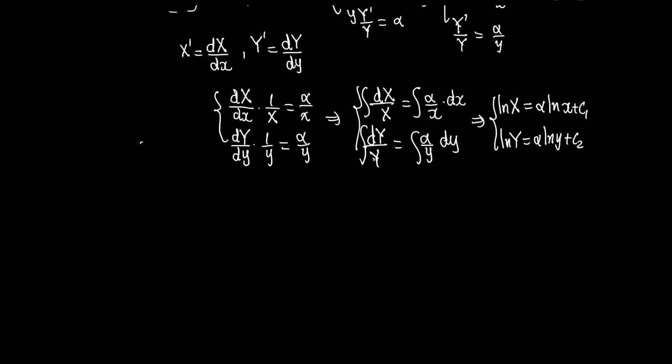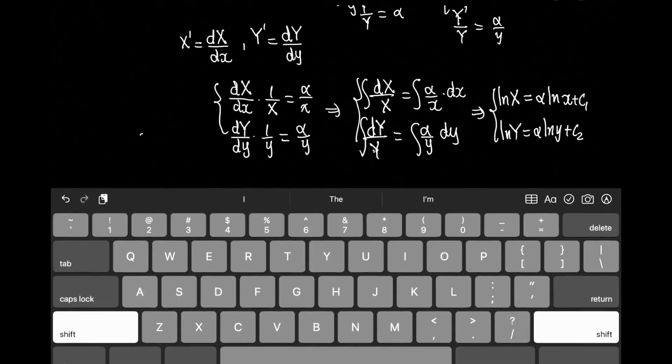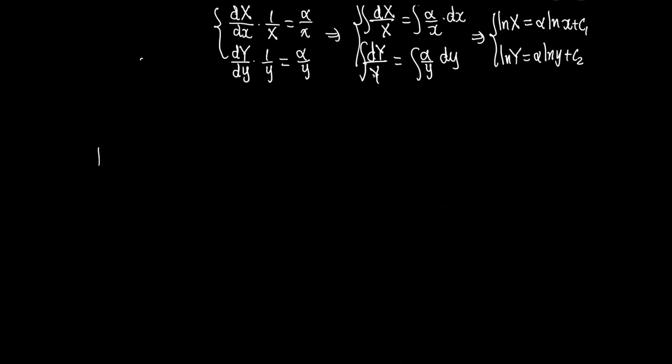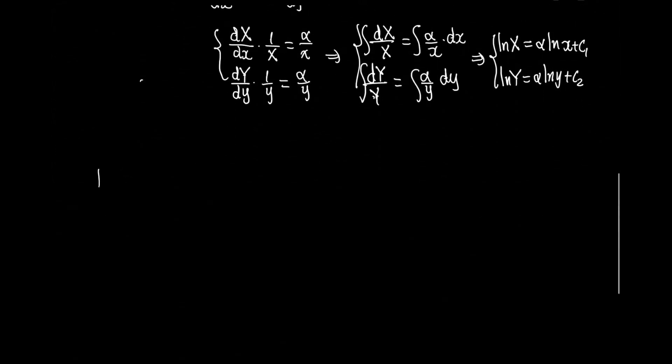Now you have X equal to e to the power of c1 plus alpha ln x. Then you have y equal to e to the power of c2 plus alpha ln y.